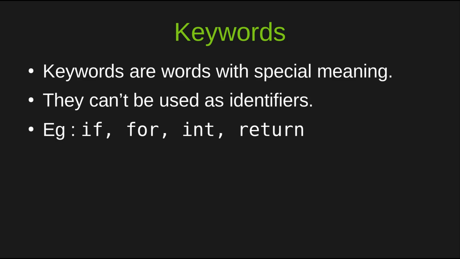Talking about keywords, keywords are words that have a special meaning in the language. They cannot be used as identifiers. They cannot be used as variable names. Some examples include if, for, int, return. We would have seen this int and return already in the hello world program, where int is a data type and return is used to return a value. So there is some specific meaning that is related to this word. That's why it's called a keyword.